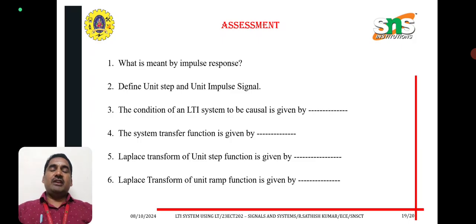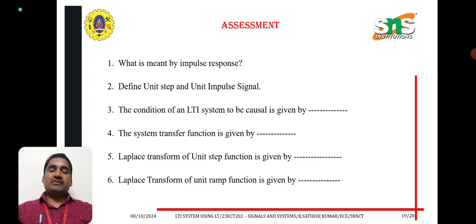Define unit step and unit impulse function. Unit step is defined as u(t) = 1 for t greater than or equal to 0, and 0 for t less than 0. Unit impulse δ(t) = 1 for t = 0, and 0 for t not equal to 0. The condition for an LTI system to be causal is h(t) = 0 for t less than 0.